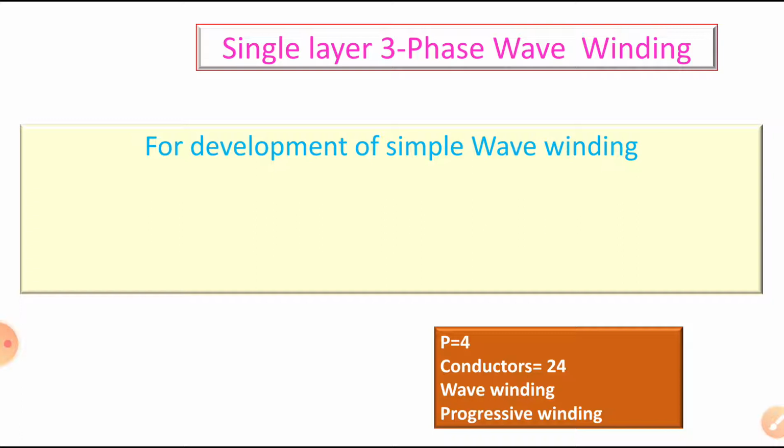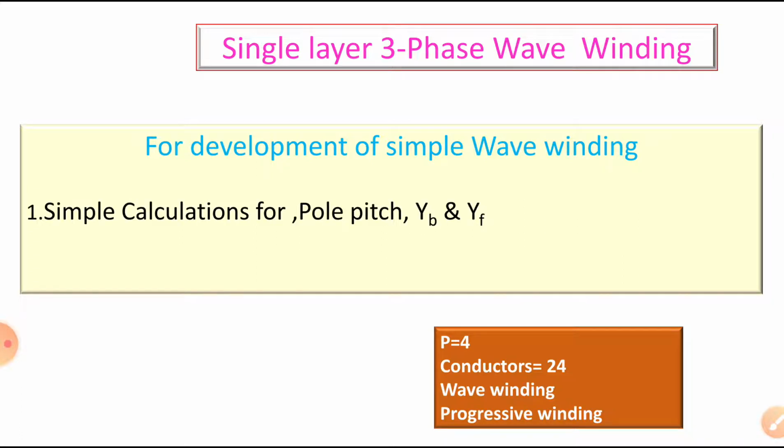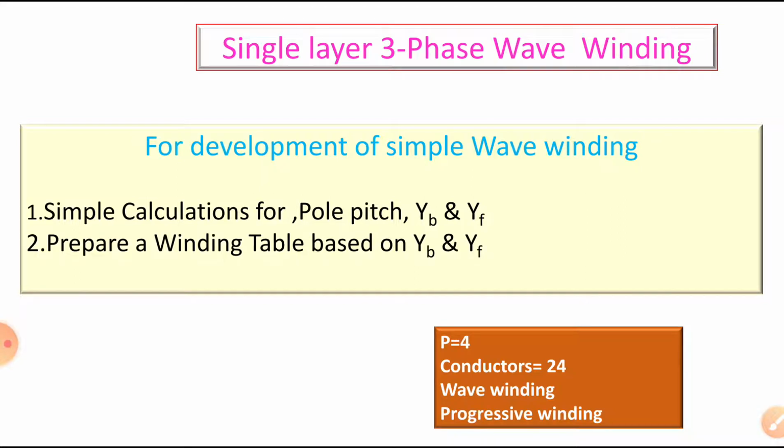So, as usual, for development of simple wave winding, what steps are required? Simple calculation for pole pitch, back pitch, and front pitch is required. After knowing the back pitch and front pitch, we are going to make the winding table diagram. In this case, in 3 phase, in addition to the winding table, we require the conductor distribution table also, to avoid any confusion.